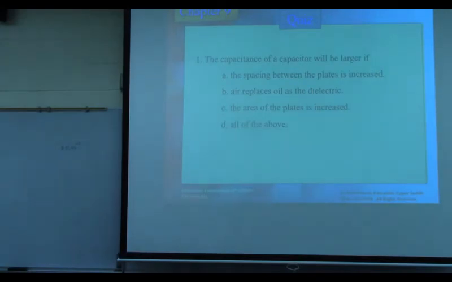Okay. First of all, the capacitance of a capacitor will be larger if the area will increase.